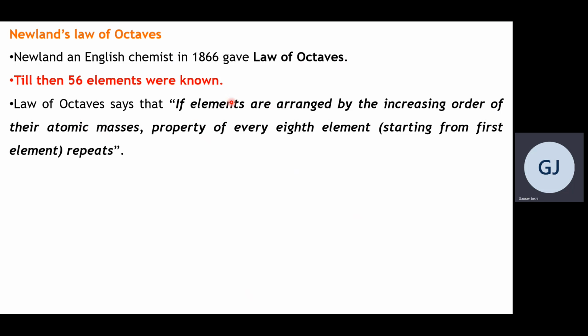If the elements are arranged in increasing order of their atomic masses, the property of every eighth element, starting from the first element, repeats. So for example, if I am putting the elements in increasing order of atomic masses, I have atomic mass 1, 2, 3, 4, 5, 6, 7, 8, right?